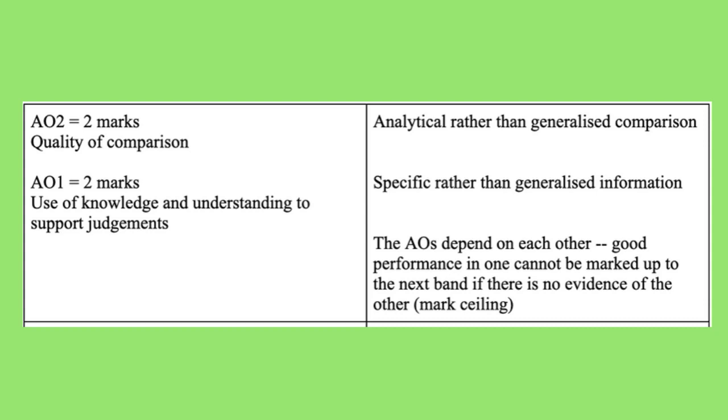The 2 marks are also awarded for AO1, which is your use of knowledge and understanding to support your judgments. So if you're saying that something's similar or different, can you draw on the knowledge that you already have to explain why that might be? That feeds into the analysis that we were just talking about.